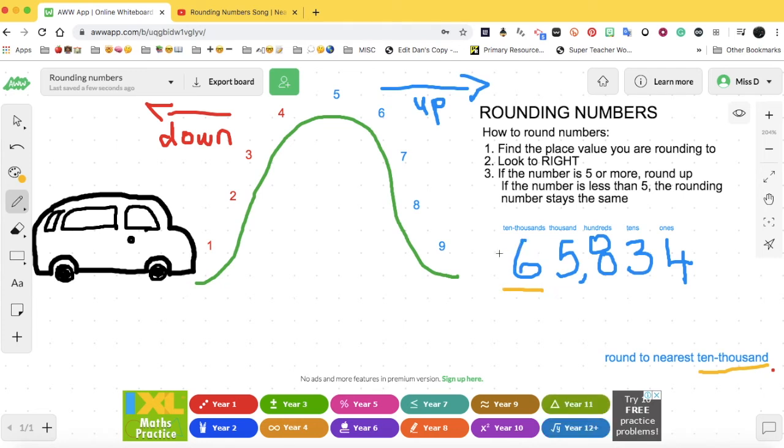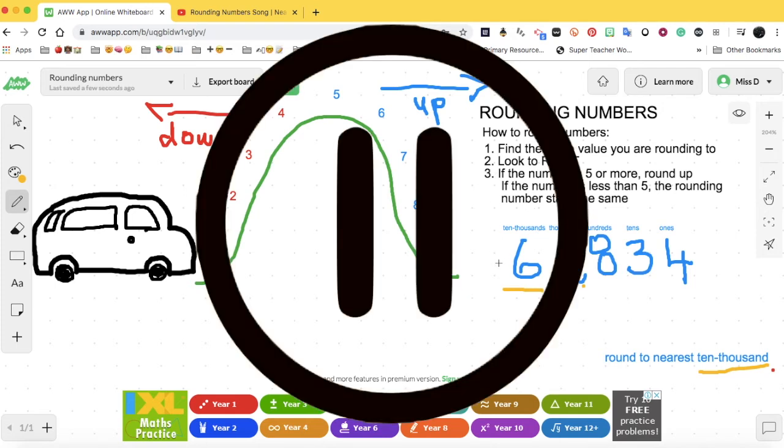Now, what's the next step? We look to the right, okay? This number to the right tells us if we have to round up our number or keep it the same. Again, pause the video and read for me, what is the next step? Read it or just tell me in your own words if you're confident. If you're not confident, read number 3.